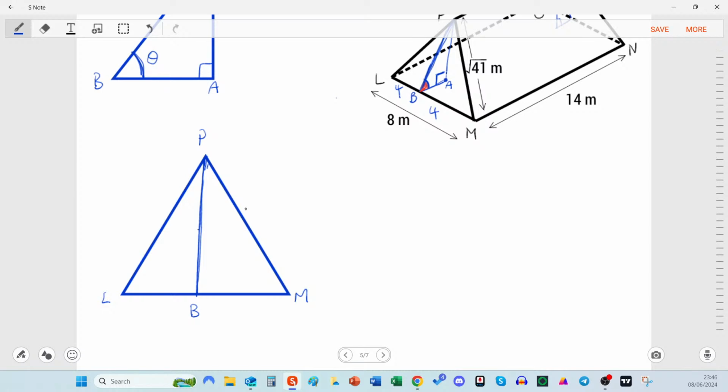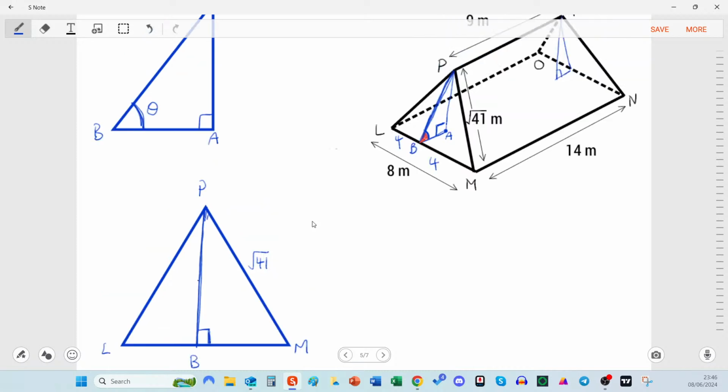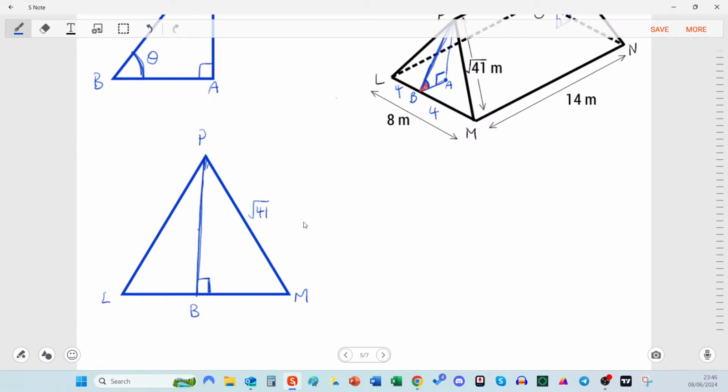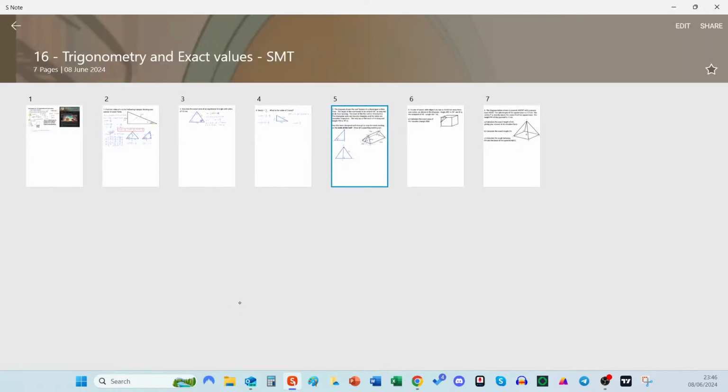So let's label everything we have about this triangle and see where it takes us. There's root 41. We're going to deal with one triangle at a time with trigonometry. There might be other ways of doing this, but honestly, we only want that middle bit. We only want the right triangle part anyway. And we know this is 4.